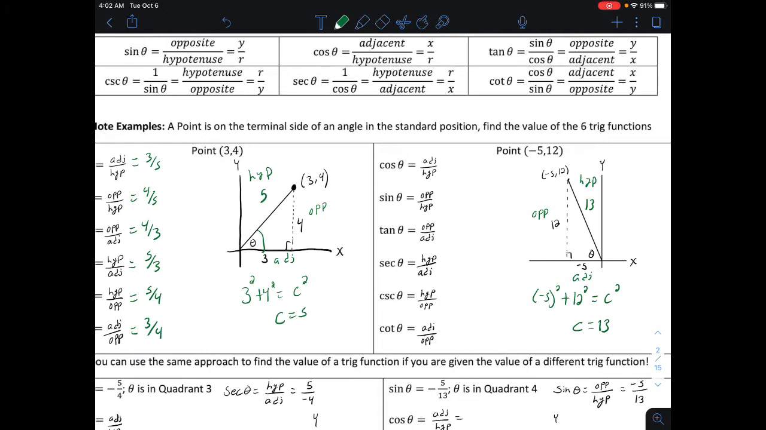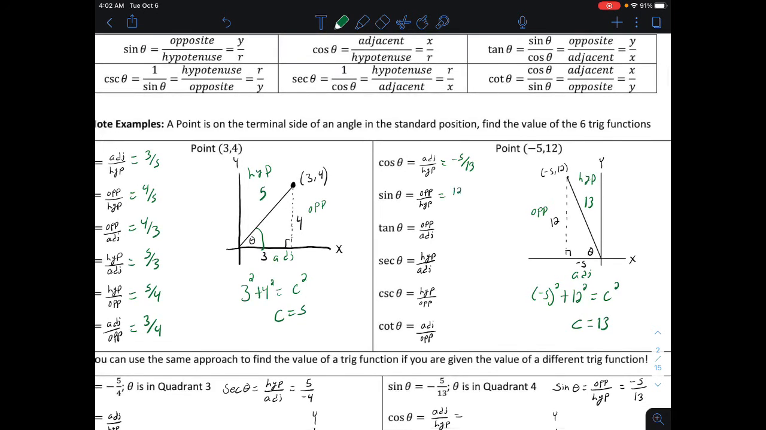And then we go through and label the values of our trig functions. So cosine here would be -5/13. Sine would be +12/13. Tangent, opposite over adjacent, would be -12/5. And then we have our reciprocal functions, so secant, reciprocal of cosine, would be -13/5. Cosecant would be 13/12. And cotangent would be -5/12.